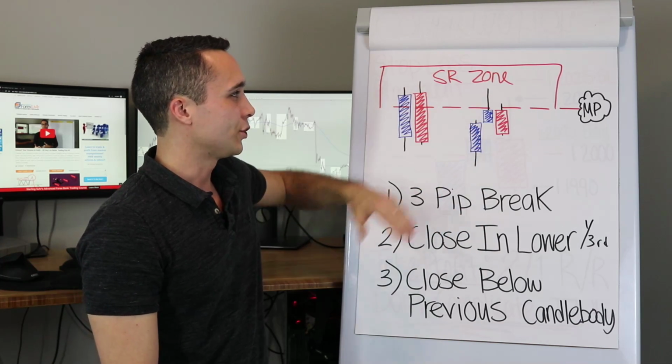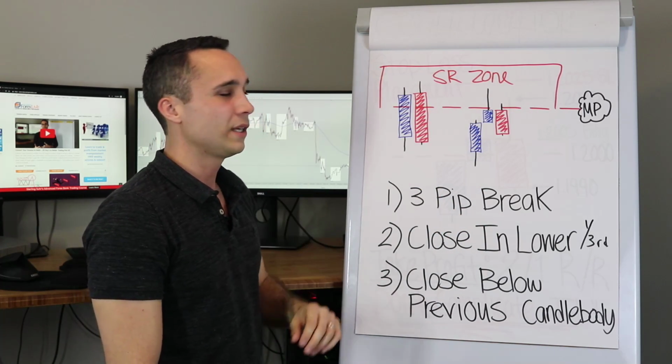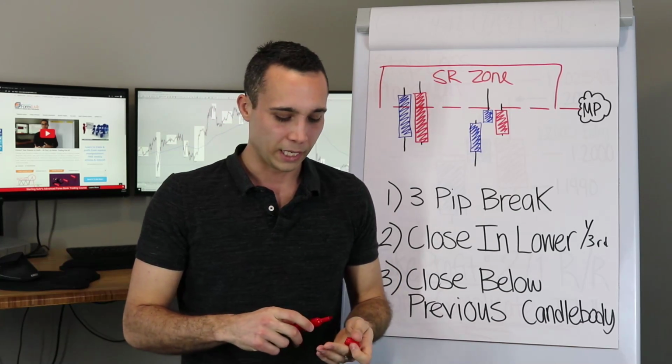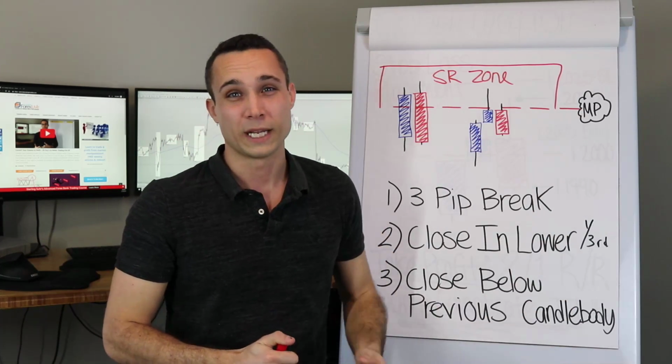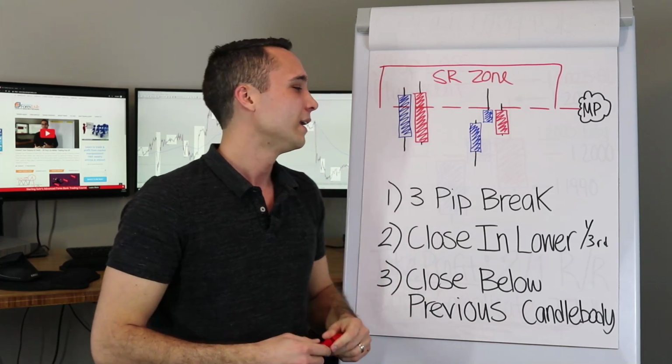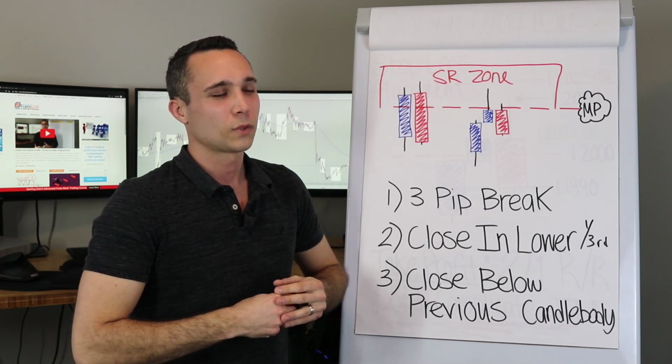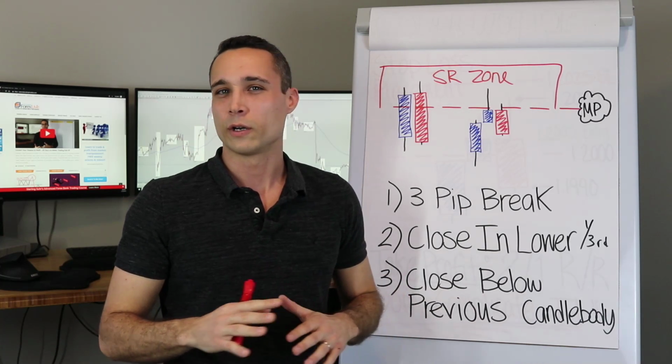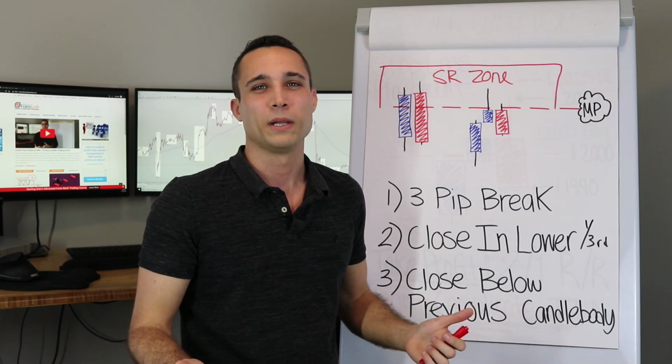A 3-pip break does not initiate that trade. What we then need to see is what we term as our confirming entry. Our confirming candle, which is where the confirming entry gets its name, obviously. So what is a confirming candle? Well, a confirming candle has 2 very basic rules. There's nothing complex about this.